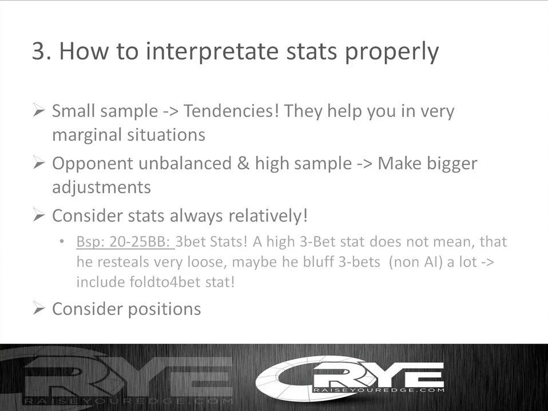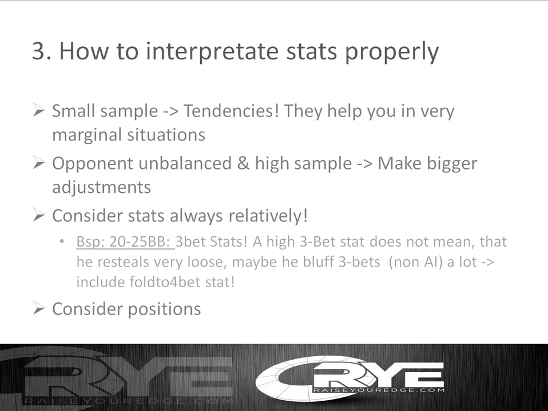It is important that when you only have a small sample, you just have a tendency. Stats should only help you in marginal situations. They should make your decision a bit easier, but don't over-adapt in the wrong spots. So when he has a very high 3-bet stat after 20-30 hands, and you have a hand that you would normally raise fold, but the hand is right on the edge, you should put this hand into your raise call range, but only make small adjustments and don't raise call really wide. Just don't over-adapt, because his stat can also just be variance.